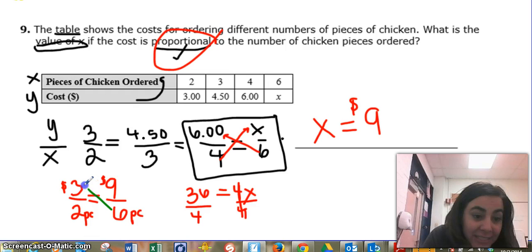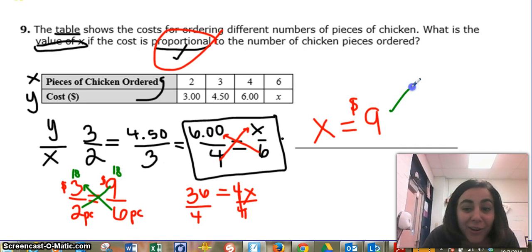So I'm going to do 6 times 3, and I know that's 18. Okay, something I've memorized. And 2 times 9, or 2 groups of 9, is also 18. So I've officially checked my answer, and I know that I have it correct.